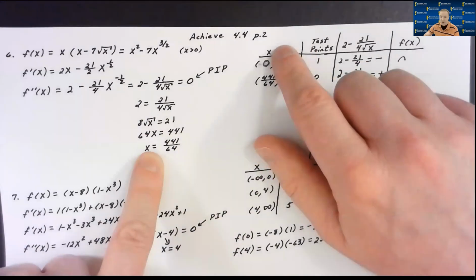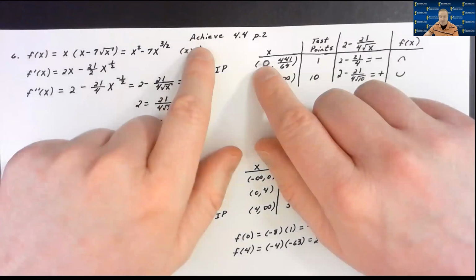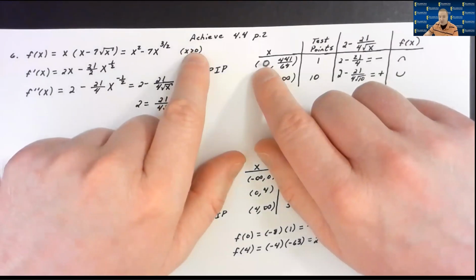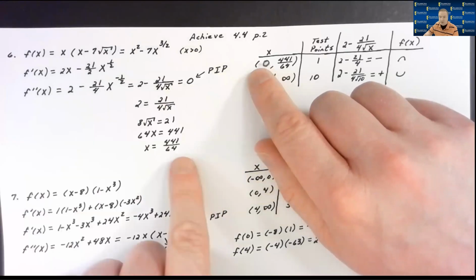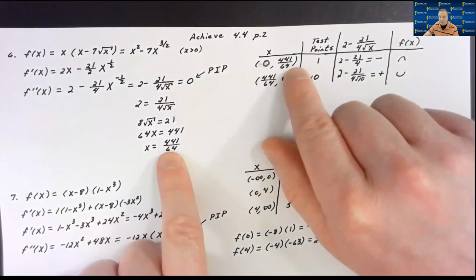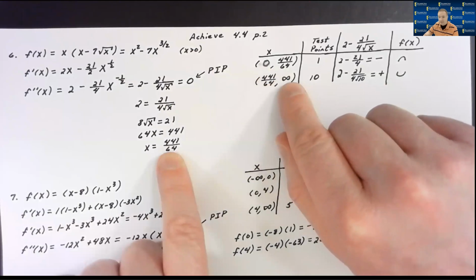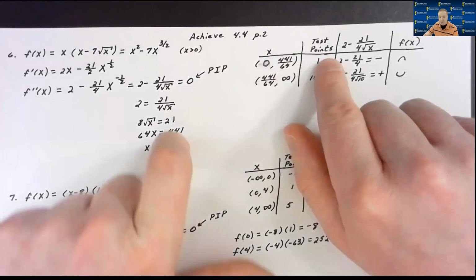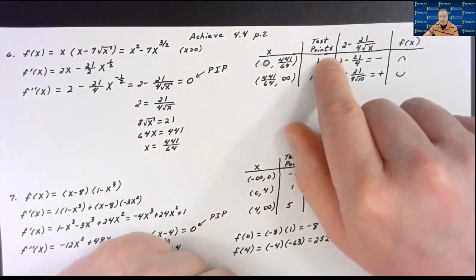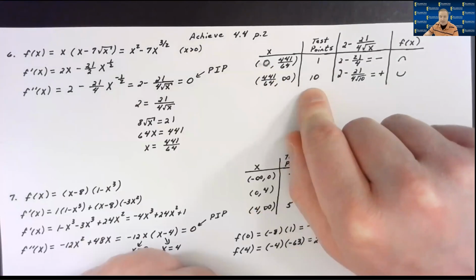I went on up into my problem, and here's where I had to remember, and I made a mistake initially. I had to remember this problem starts at 0. It's not like my other problems that started at negative infinity. So I start at 0, I go up to my critical point, 441 over 64. Then I go from that critical point up to the end of the domain, infinity. I chose a number between 0 and 441 over 64. 1's easily in there. And then a number between this and infinity, I know 10's easily in that region.